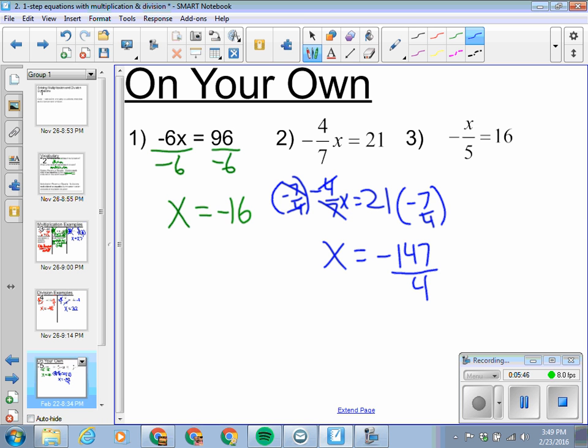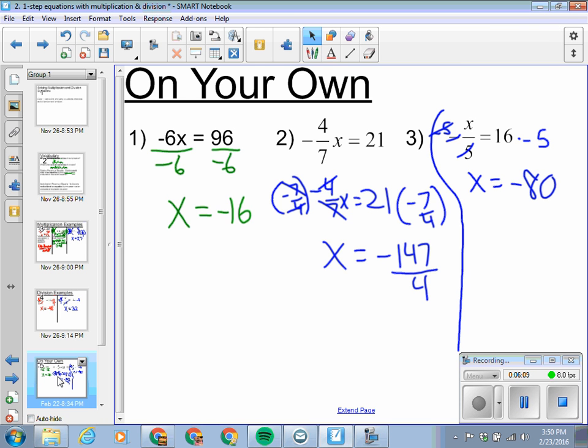And then finally, we've got negative x over 5 equals 16. We're dividing by 5, so we multiply both sides by negative 5. Factors out. We're left with x equals negative 80. So the point here is, no matter what the numbers are, fractions, negatives, whatever, the process remains the same. Follow the process. Do not do this all mentally. Get used to writing this stuff down. This concludes your lesson over multiplying and dividing in equations.